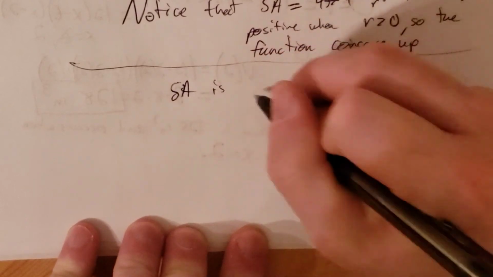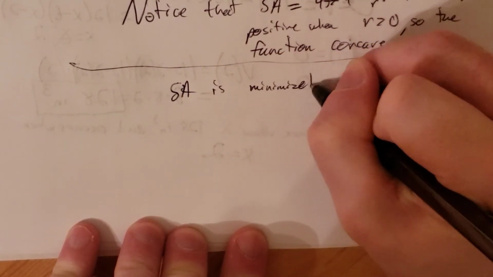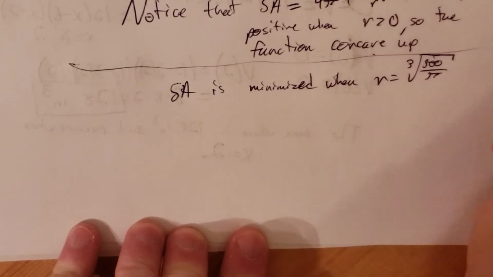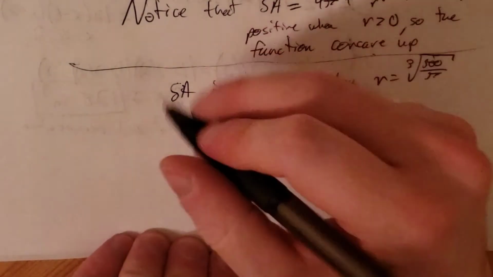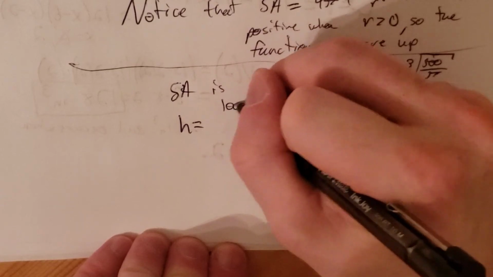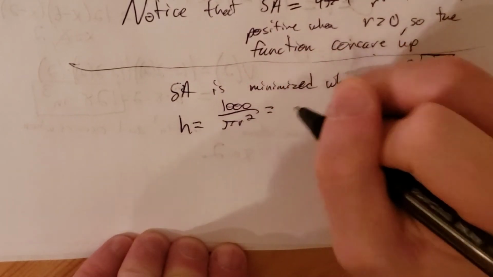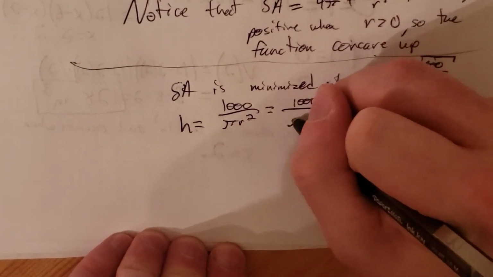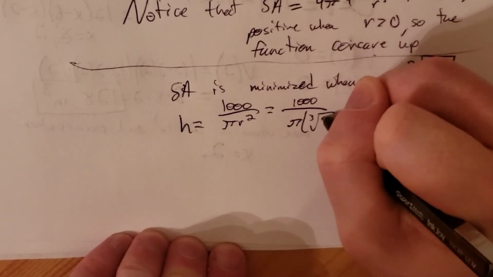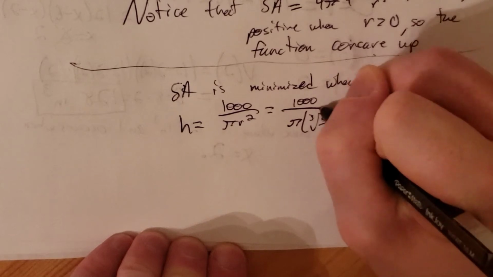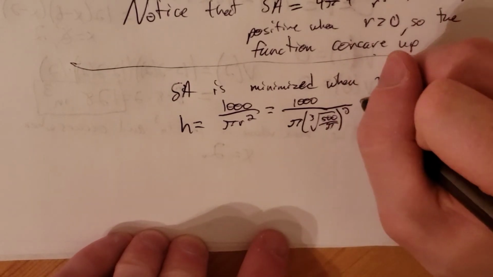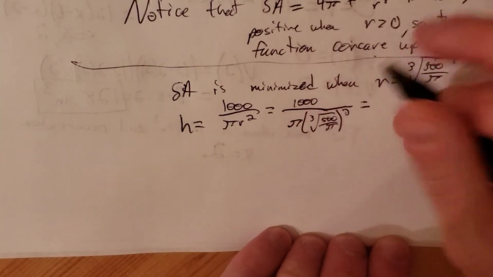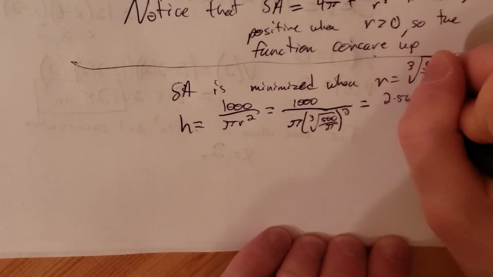So our surface area is minimized when r is equal to the cube root of 500 over pi, but we want to know the dimensions. That means we also want to know h. So what is h? Recall that this is 1000 over pi r squared. If we replace r with what we now know r to be, this becomes 1000 over pi times the cube root of 500 over pi, but then that whole thing squared. After doing some algebra, I'm going to go ahead and split this 1000 up into 2 times 500, and you'll see why I do that in a moment.